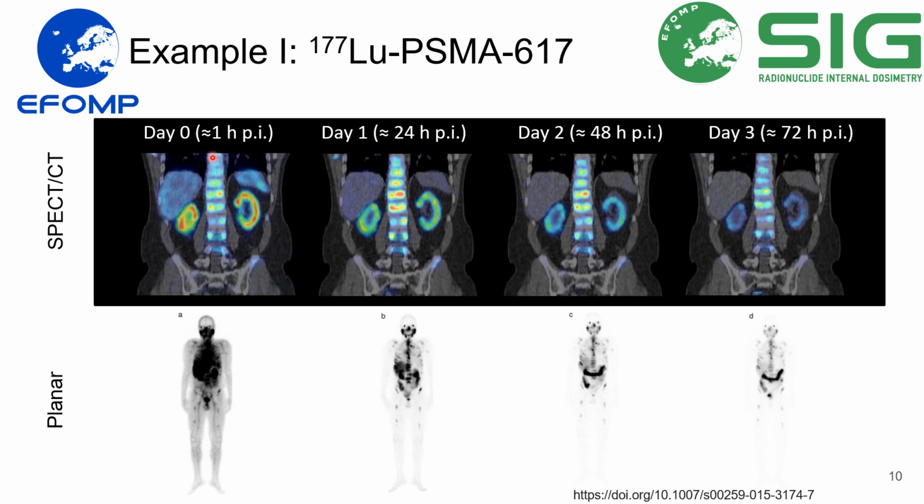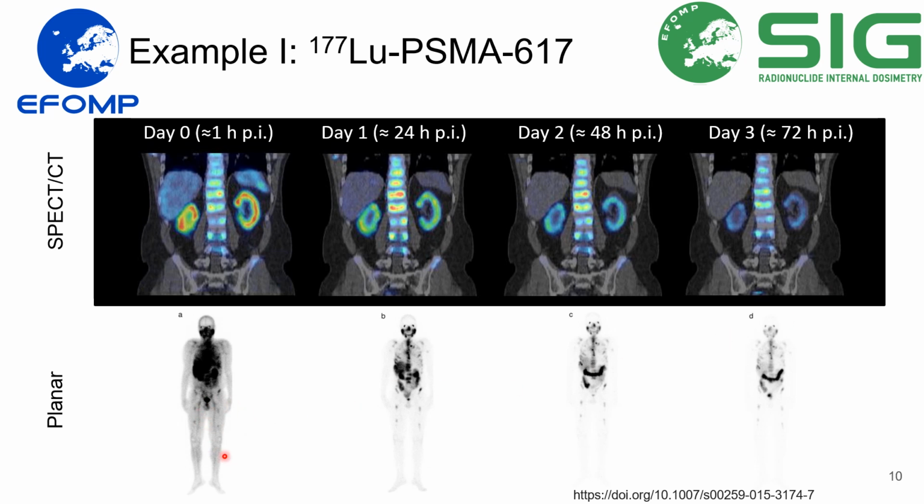But then when you look at the spine metastasis, so the bone lesions here in the individual vertebra, you see how the uptake increases, so it takes a while until lutetium PSMA binds to the tumor site, and then the washout is not as fast as from the kidneys.